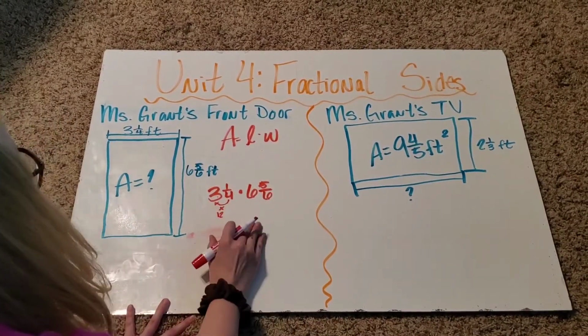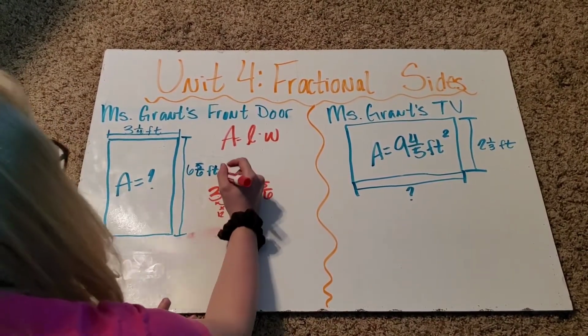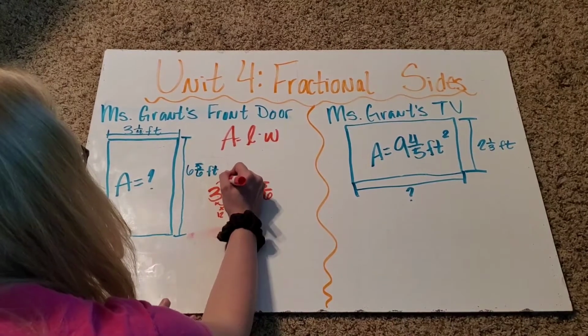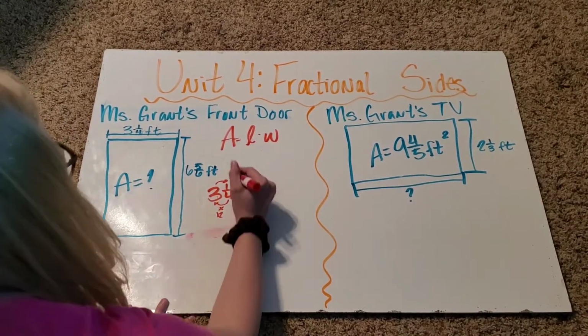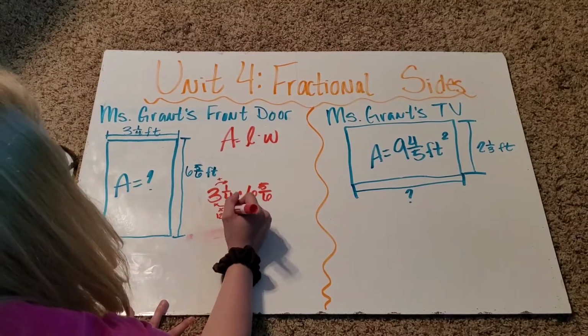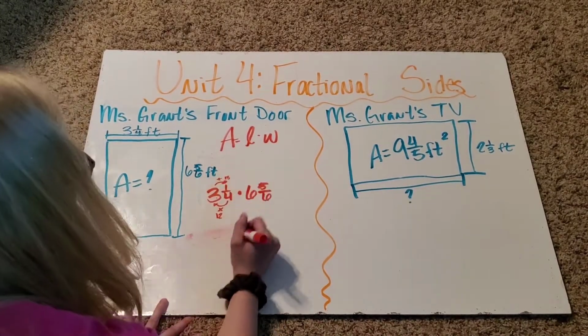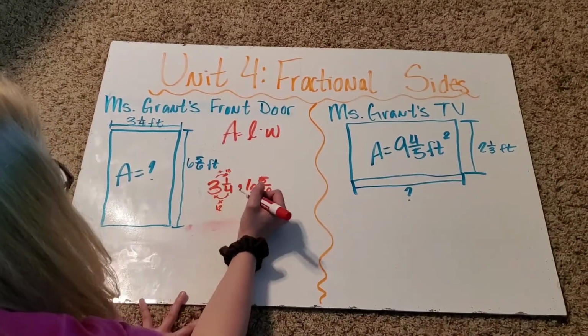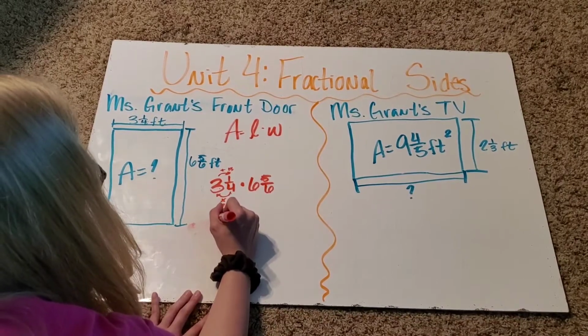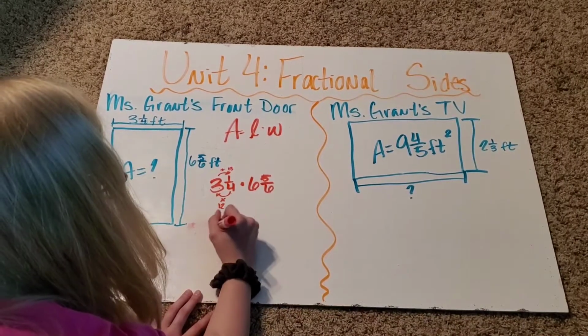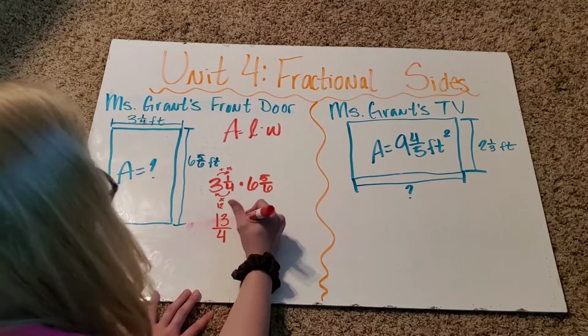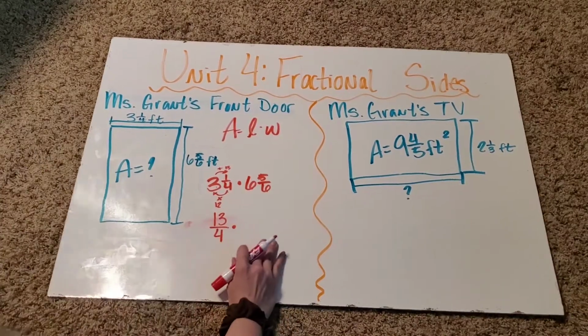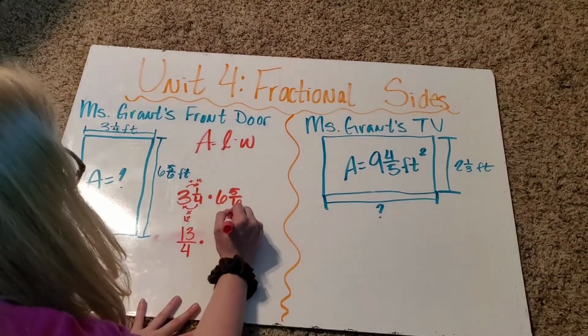So 4 times 3 is 12. So then I'm going to take 12 and I'm going to add it to 1. So 12 plus 1 is 13. So this 3 1/4 as an improper fraction is actually 13 fourths. So then I'm going to keep my multiplication sign. I'm going to do the same thing here.